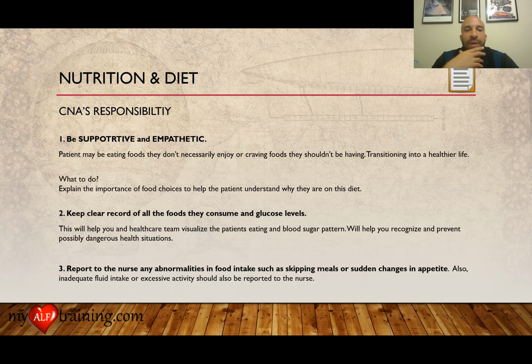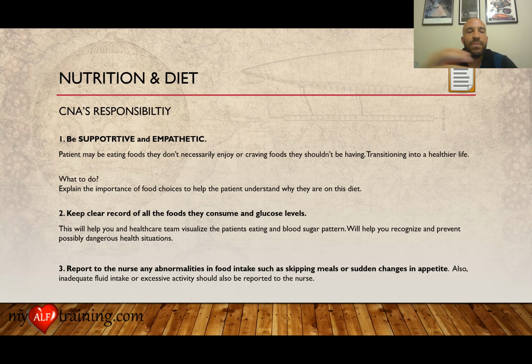So I put here, it will help the team visualize. It makes a visual representation of the patient's eating habits and blood sugar pattern, and will help you and us recognize and prevent possibly dangerous health situations, such as hyperglycemia, DKA, or hypoglycemia, blood sugar extremely low. Because if we're following what the patient is eating closely and their glucose levels, then we're able to identify these things early on.